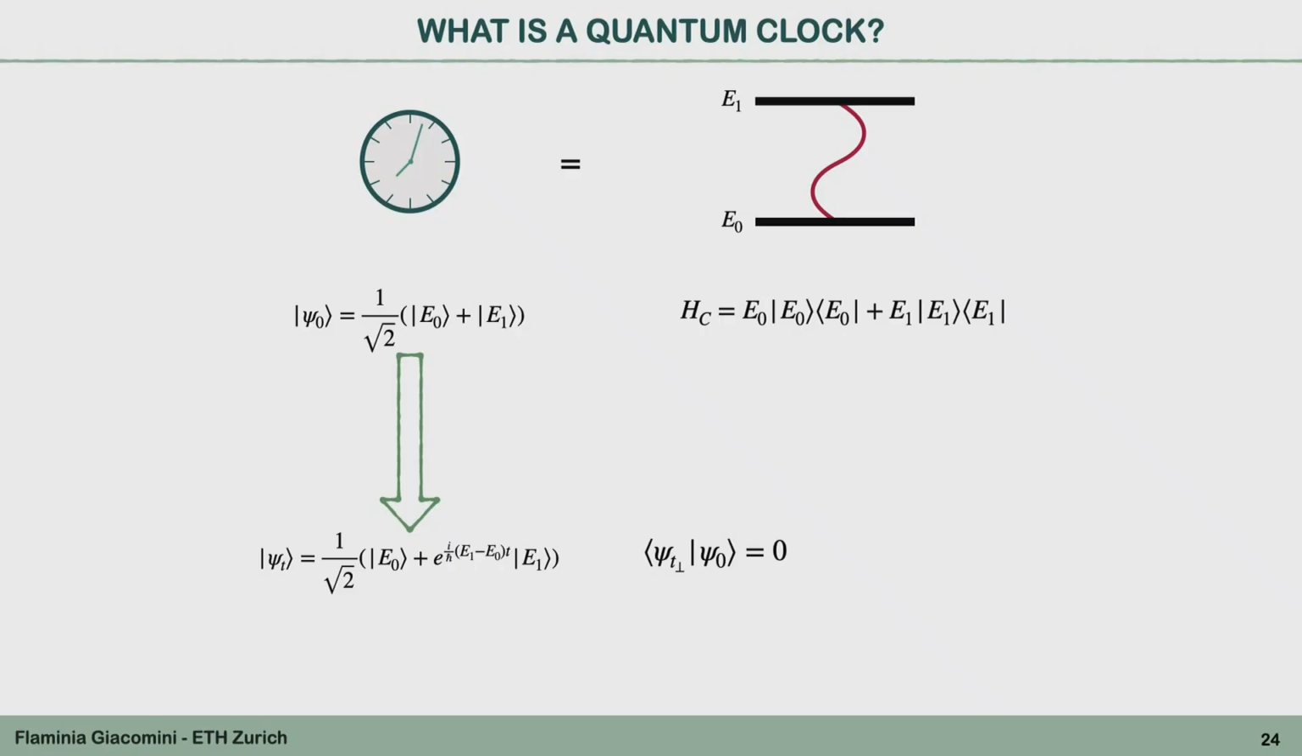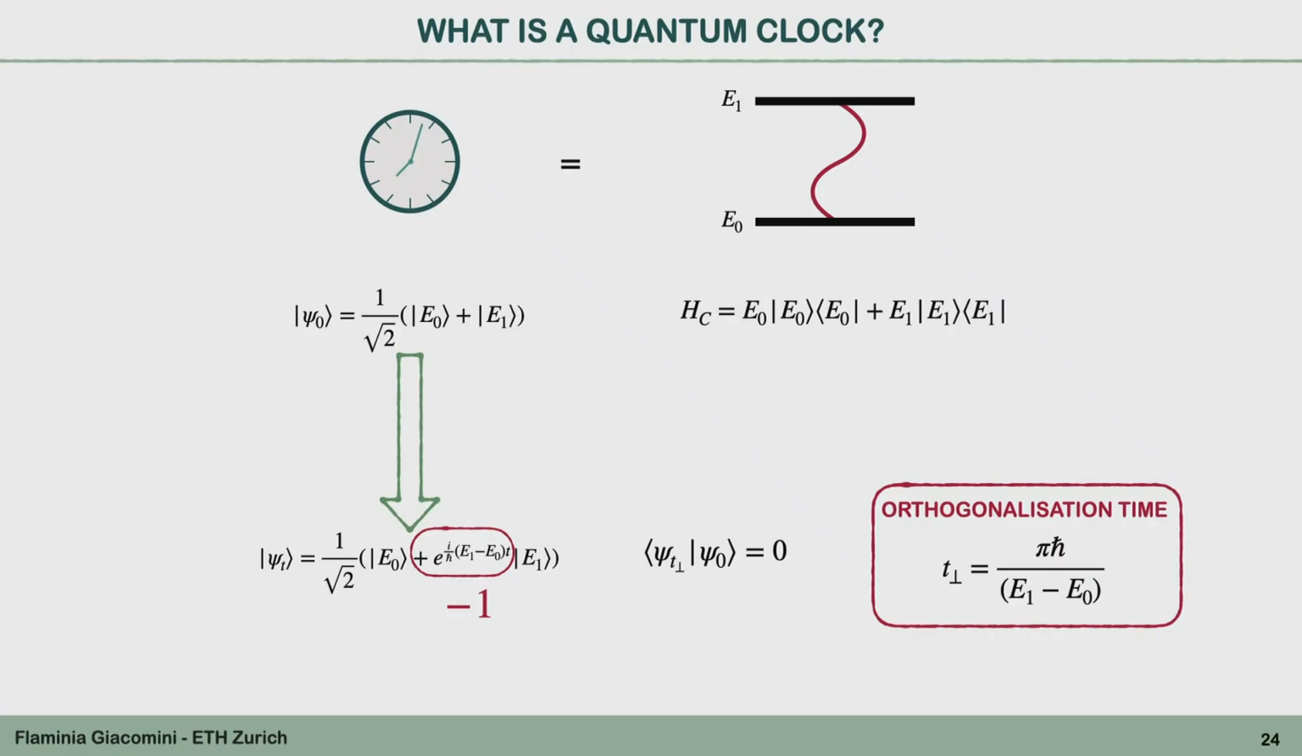This T orthogonal, we call it the orthogonalization time. It is simply defined when this phase is equal to -1. That means that T is pi h bar divided by the energy gap of this clock. Good.